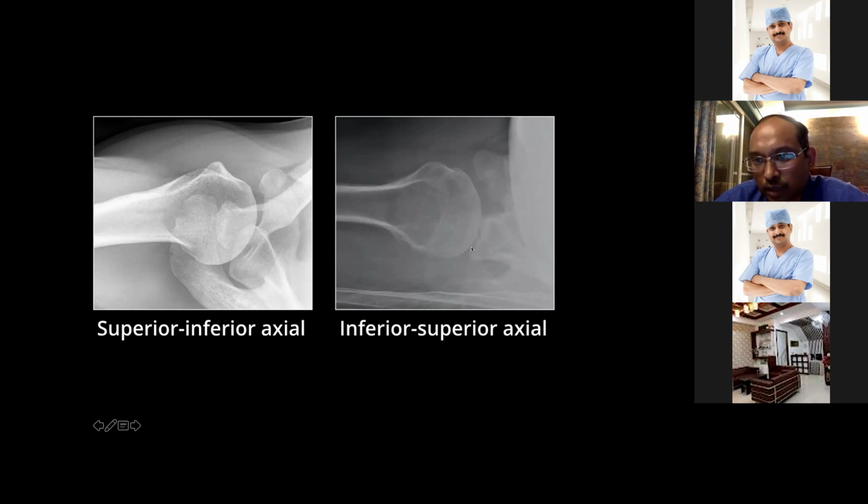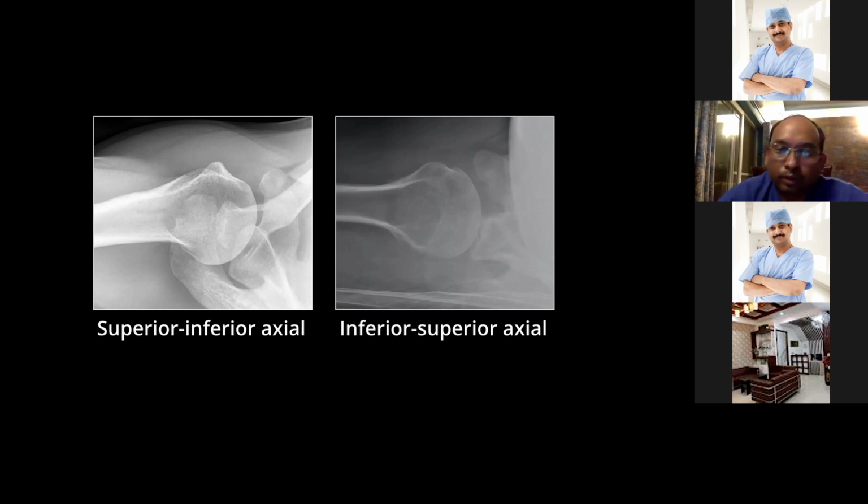Also in this view, the overlapping of the glenoid by the humeral head, which was seen here, is not seen. So the glenoid is much better exposed for assessment than in the supero-inferior axial view.